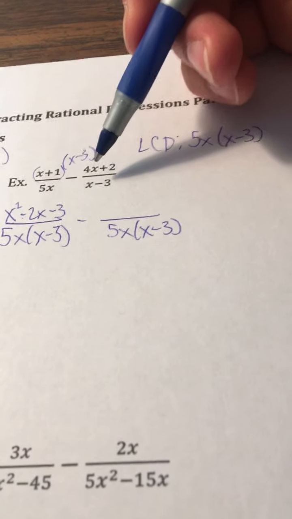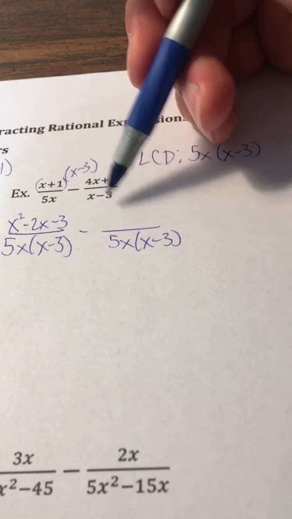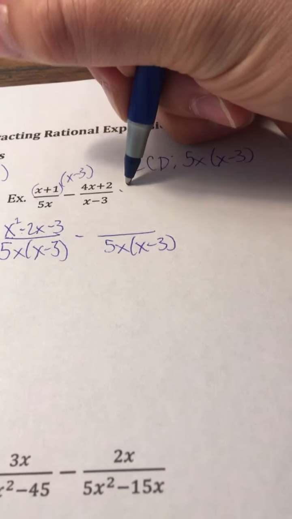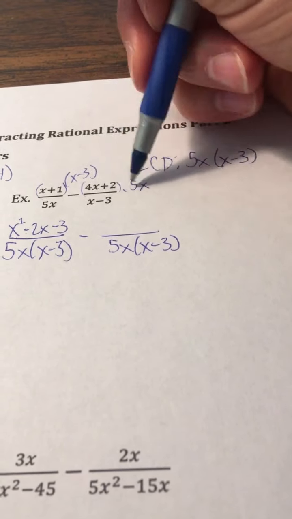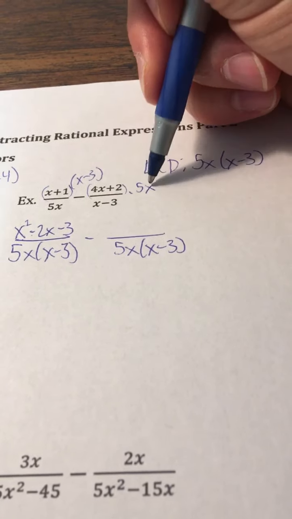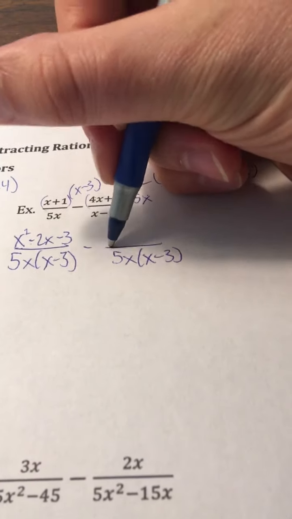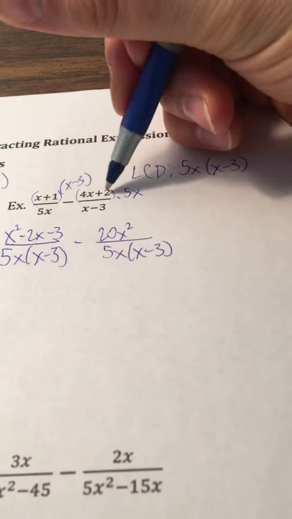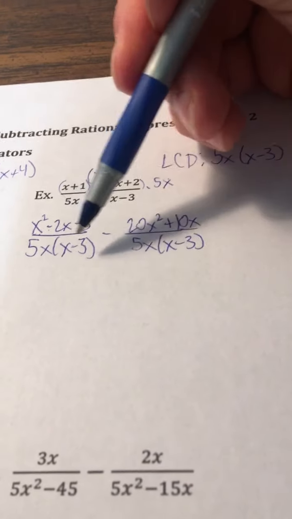Now, second fraction, we had the x minus 3 already. What was missing from it? 5x. So I'm going to multiply the second fraction times 5x. So up here, I'm just distributing 5x to each of these terms. 4x times 5x. Is that 20x? It's 20x squared. And then 2 times 5x plus 10x. Now I have my common denominator.